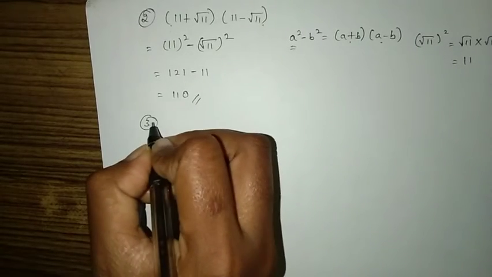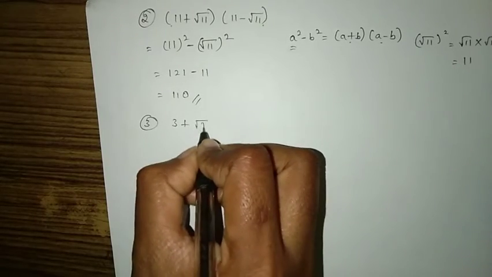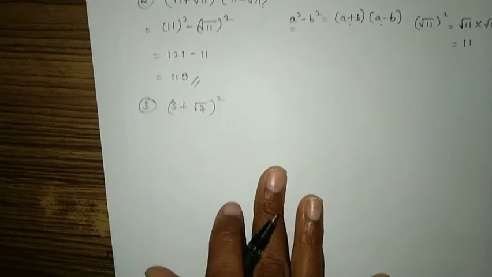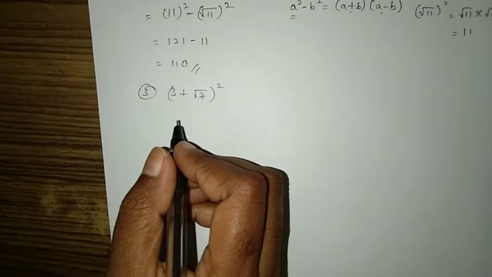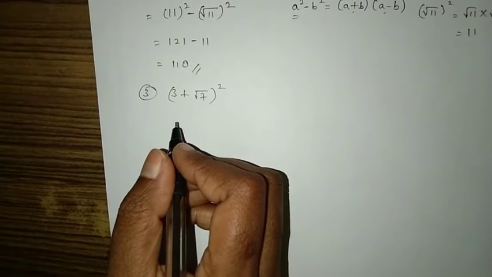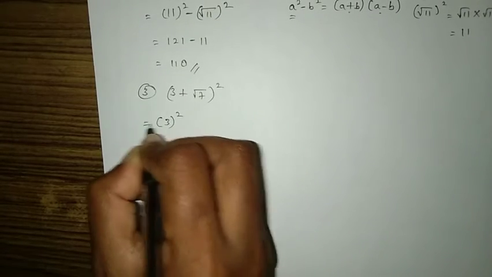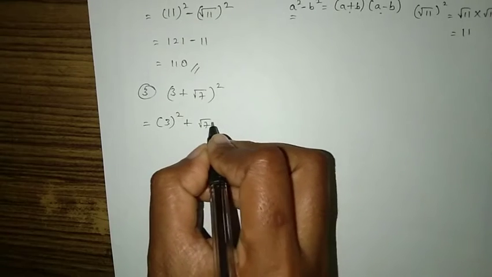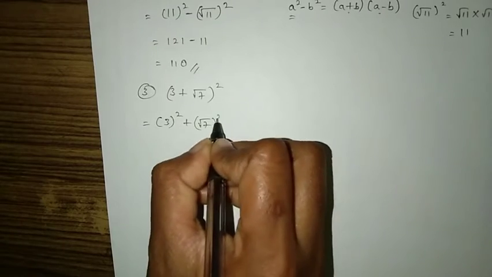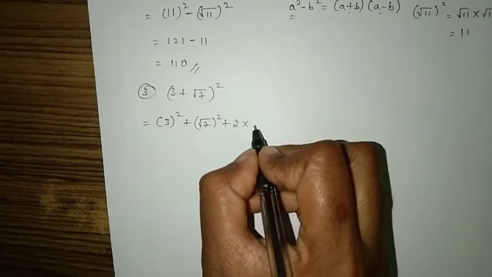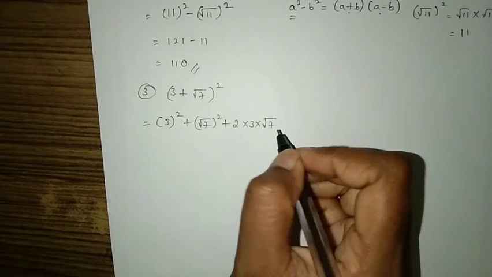The next sum, 3 plus root 7 whole square. We just have to apply the a plus b whole square formula, that is a square plus b square plus 2ab. So let us apply this formula. A square plus b square means, a square means 3 whole square, plus b square means root 7 whole square, plus 2 into a, that is 3, into b, that is root 7.